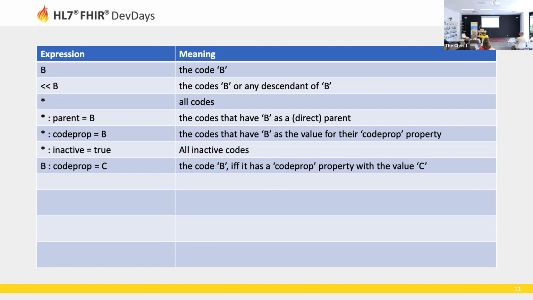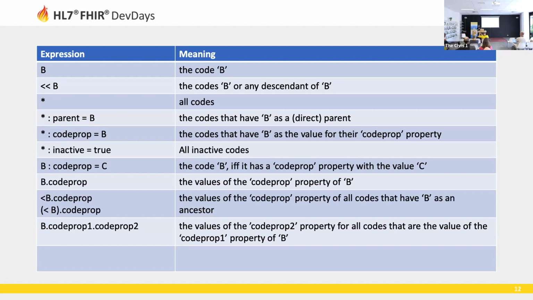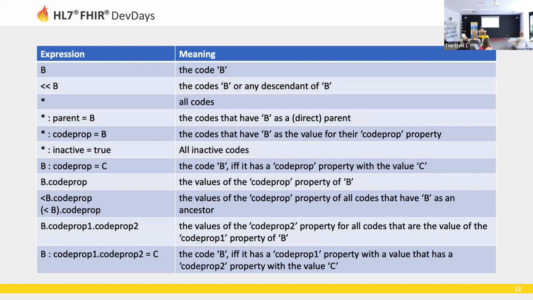and so on. And then this matches B, the code B, if its code prop has a value of C. Remembering that properties here can be multi-valued, so it has at least the value C. And then we have the navigation. So this is all the values of the code prop for this code B. We can combine things together. So this takes all the descendants of B and gets their code props. And we can do multi-step navigation as well. And we can also constrain values in the context of navigation. And so all those sorts of features naturally extend.